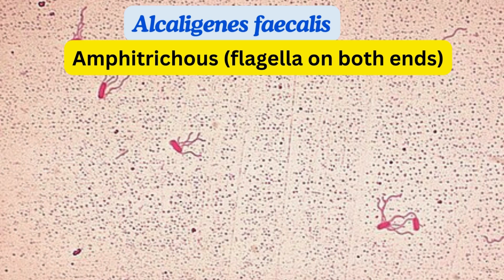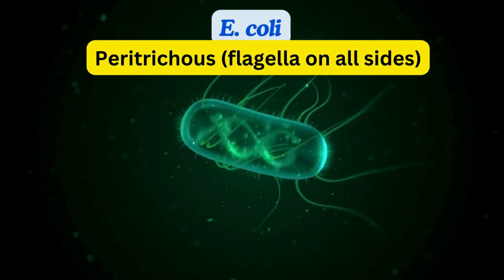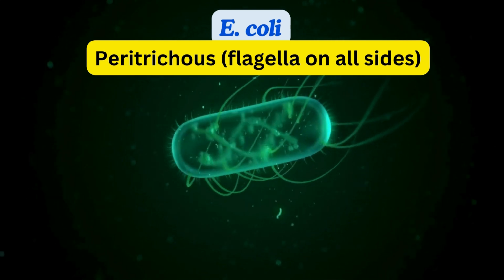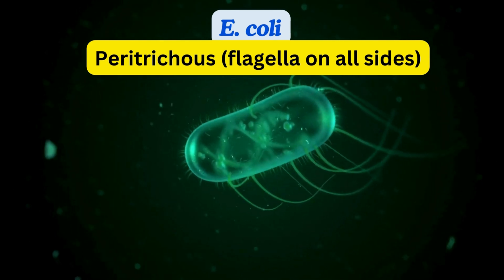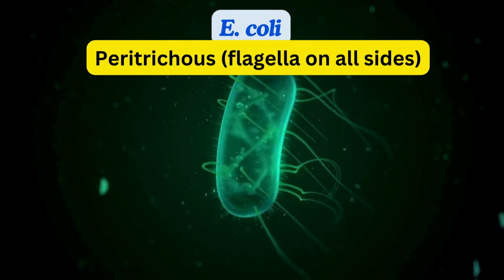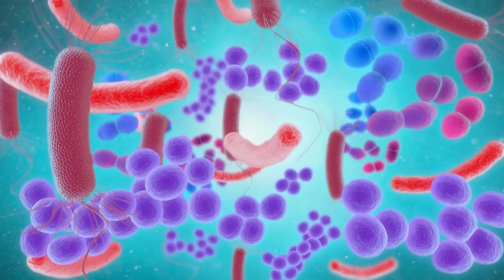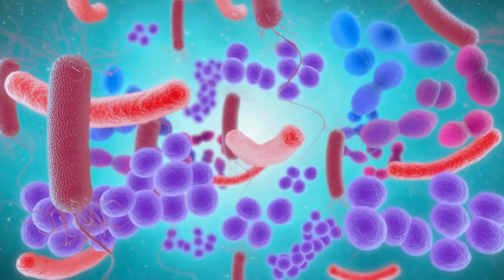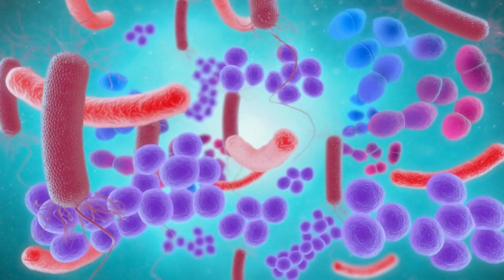Amphitrichous is a condition when a tuft of flagella is present at each of the two poles. In peritrichous form, flagella surround the whole cell. Most of the bacilli and spiral-shaped bacteria have flagella. Cocci very rarely have flagella.